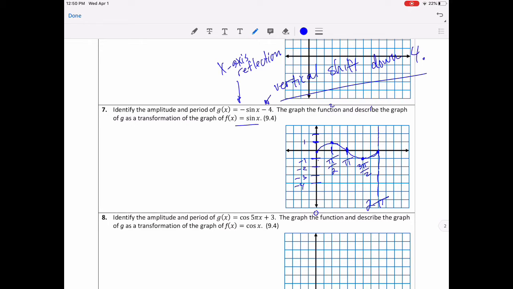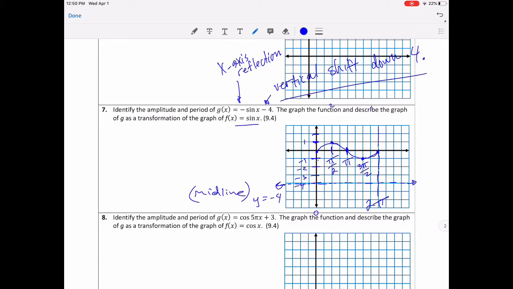the first thing we want to then come in here and do is dot in this line. It's called our midline. And that's at y equal to negative 4. Okay, so we accounted for that vertical shift down 4 first, and then hopefully that x-axis reflection will show up once we get to the rest of it.